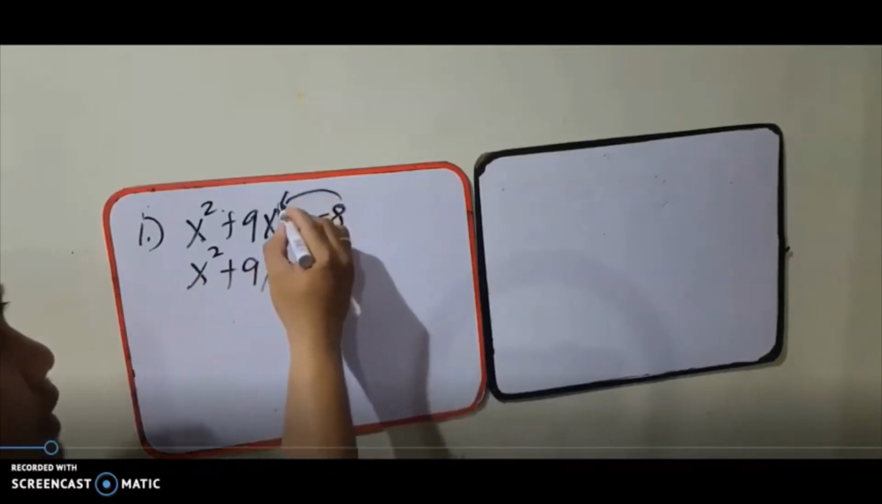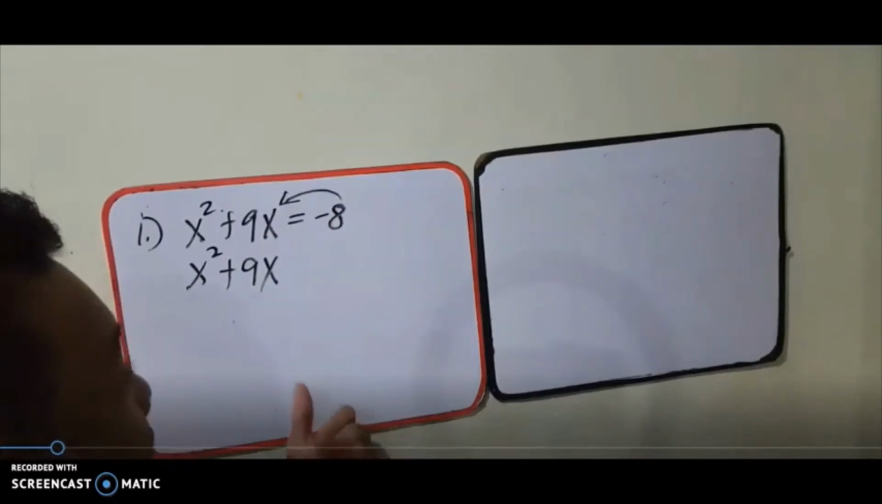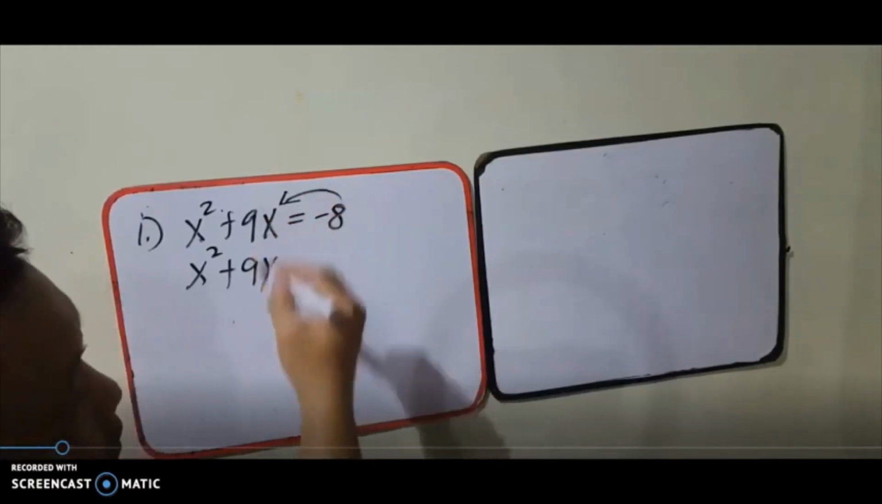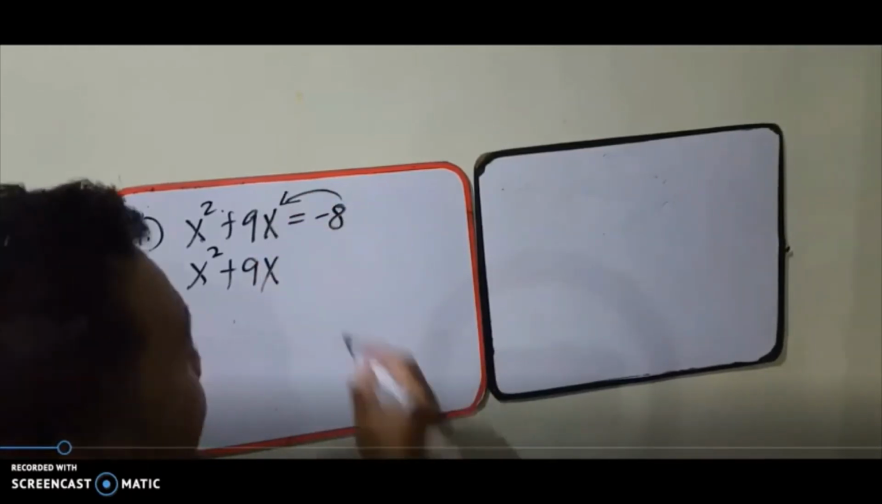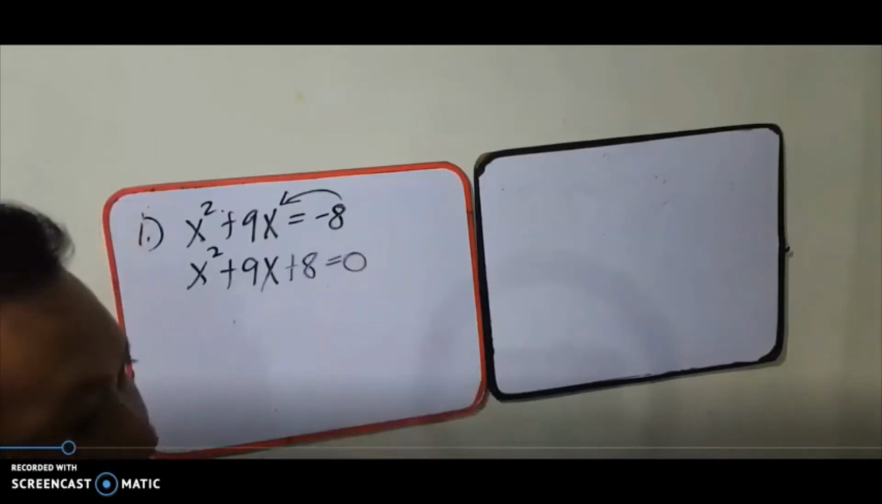Then move negative 8 to the left side of the equation. We can do that by applying one concept, which is the addition property of equality. Once you move it to the left side of the equation from negative 8, it will become positive 8, or plus 8, which is equal to 0.